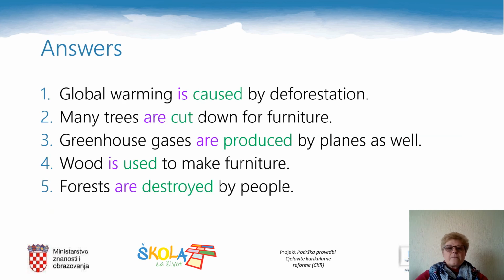Let's check the answers. Global warming is caused by deforestation. Many trees are cut down for furniture. Greenhouse gases are produced by planes as well. Wood is used to make furniture. Forests are destroyed by people. I hope you had it well. You did it well.